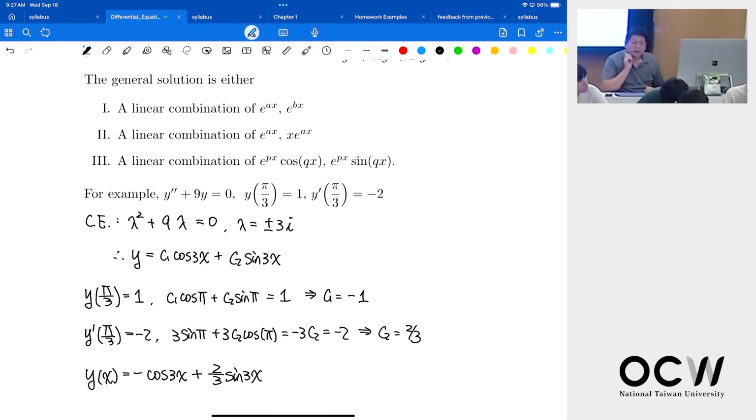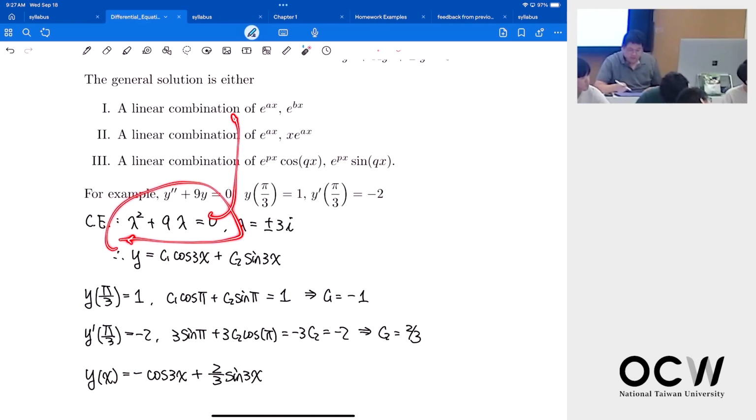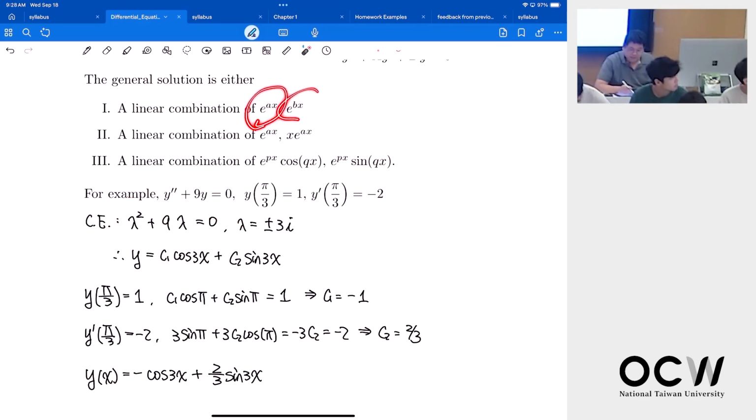Okay, and we have plenty of drills that you can practice. First find the characteristic equation and determine whether you have two different exponentials as your solution, or one exponential and the other one x times this exponential, or exponential times cosine and also sine. Okay, only these three.